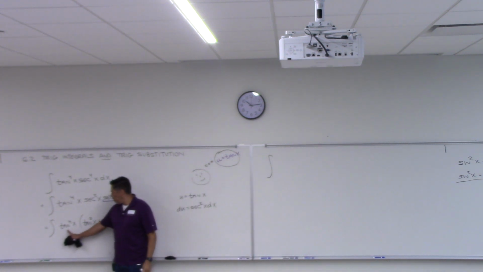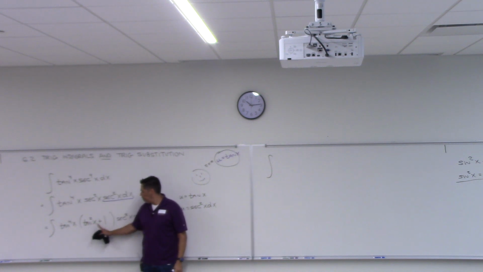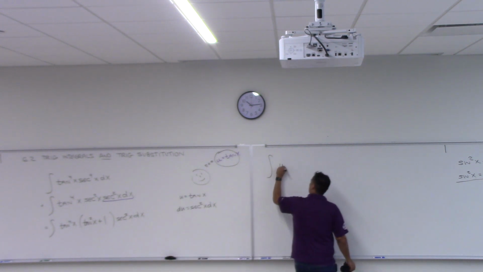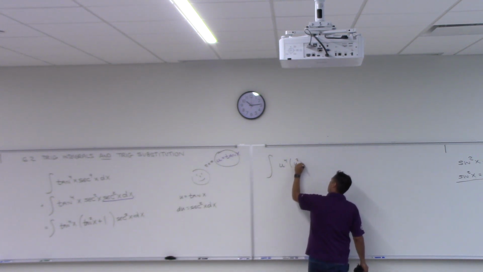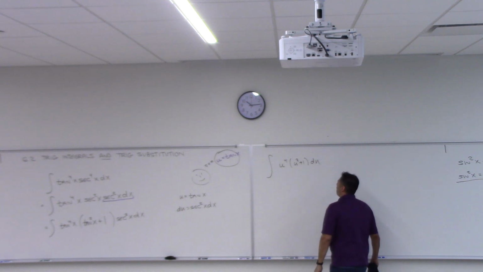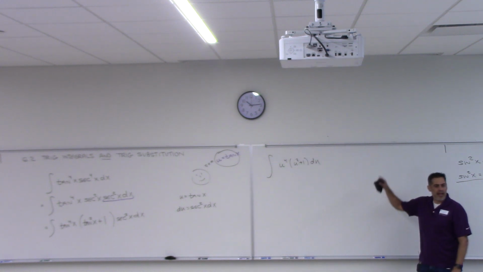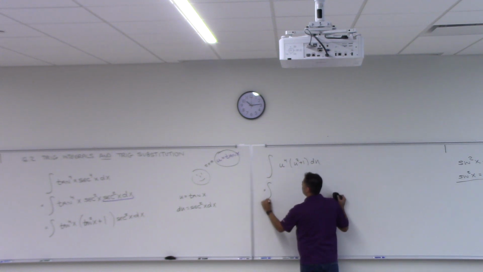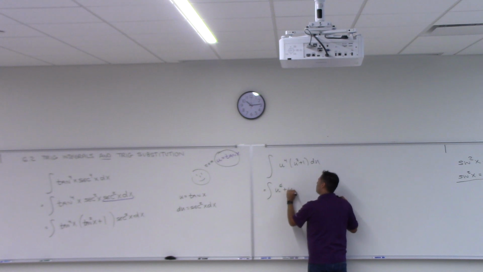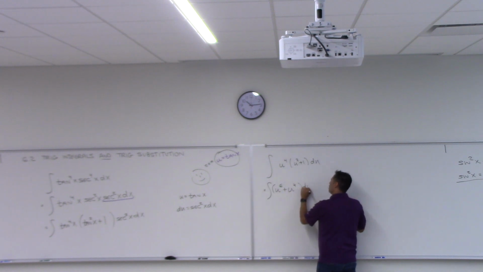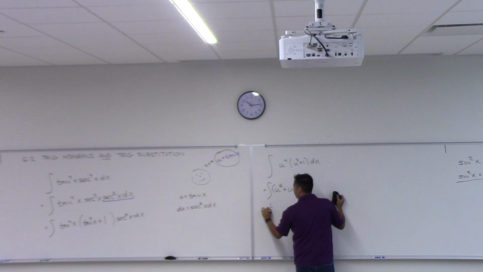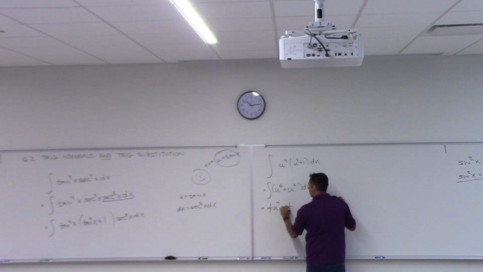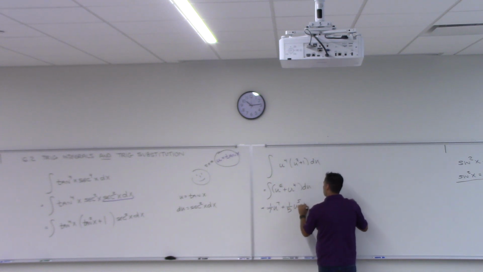This is going to be u to the fourth, u squared plus 1 du. And that I can just distribute through, right? There's no squared or anything on there. So I can just push that through, u to the sixth plus u to the fourth du. The antiderivative now is just power rule, 1/7 u to the seventh plus 1/5 u to the fifth plus a constant.